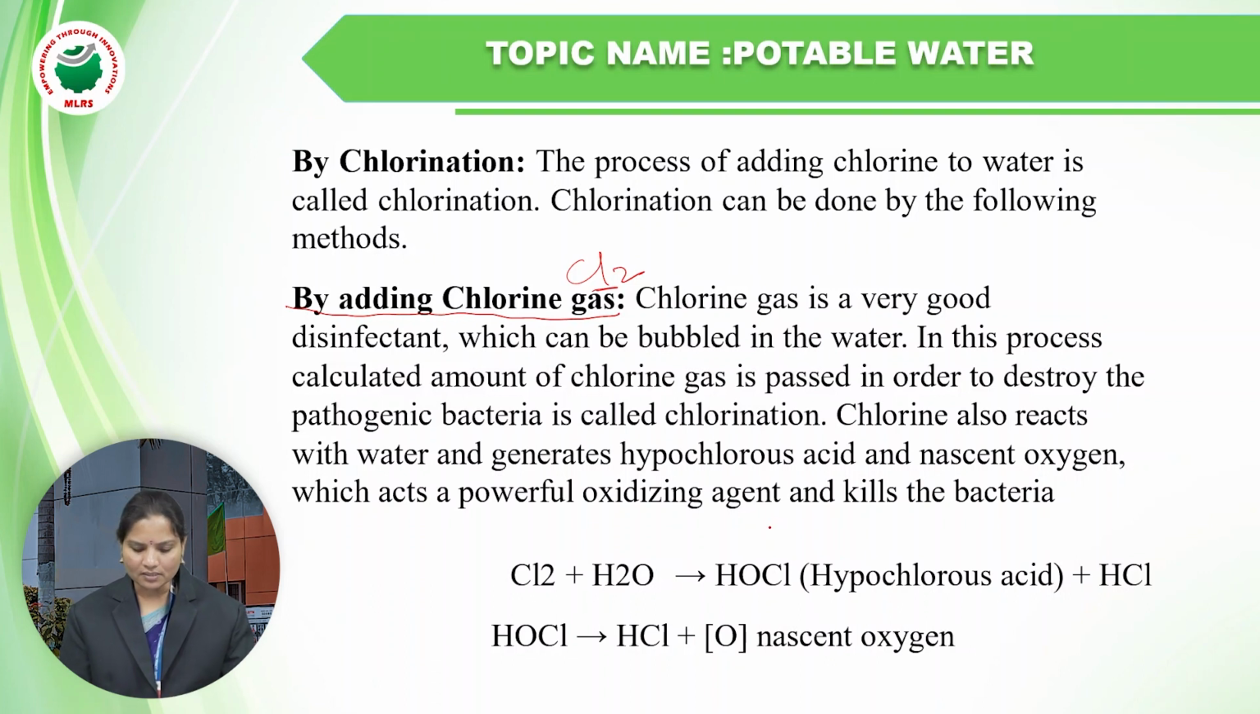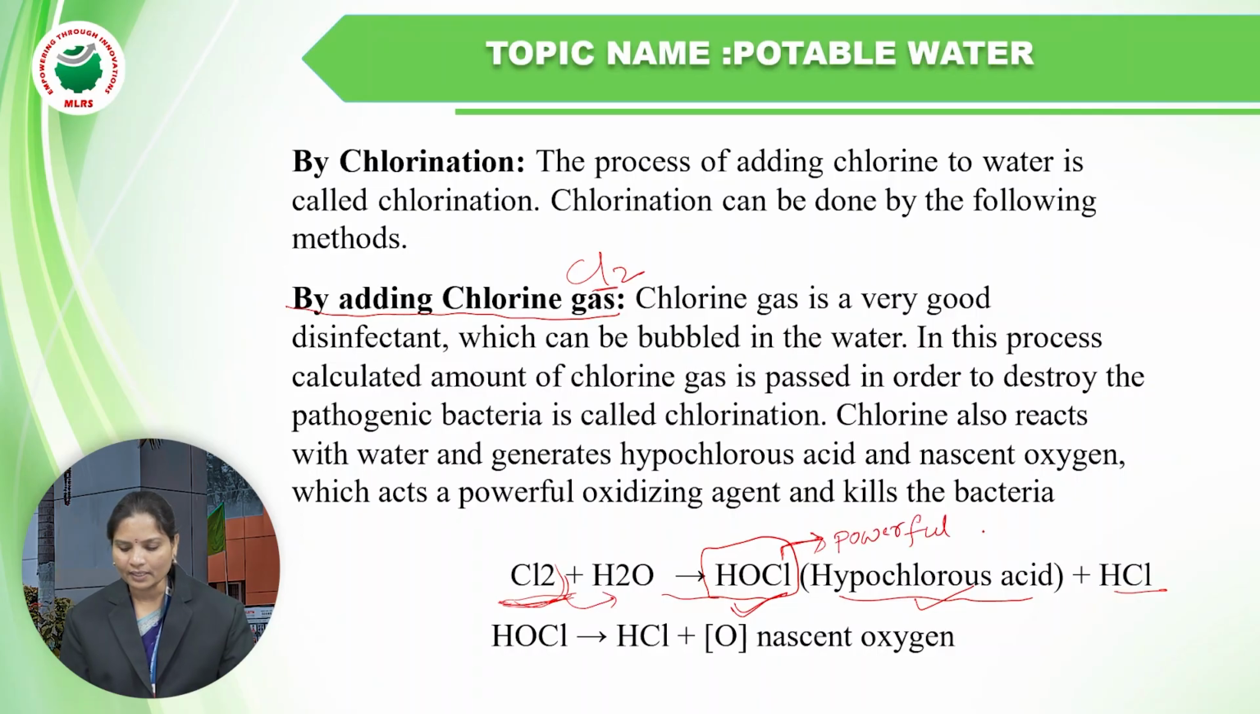Here, when chlorine gas is passed into the water, it is treated and hypochlorous acid is generated. HOCl is called hypochlorous acid, and it is produced along with HCl. This hypochlorous acid is a very powerful disinfectant and also an oxidizing agent.